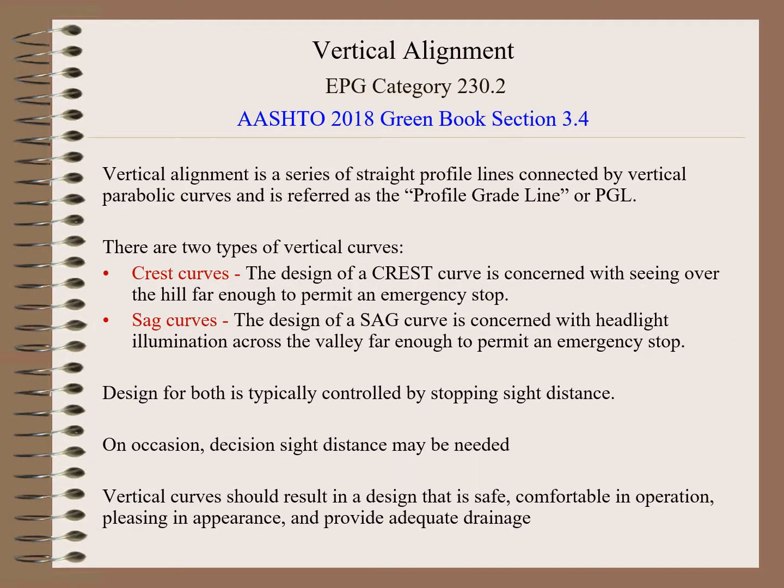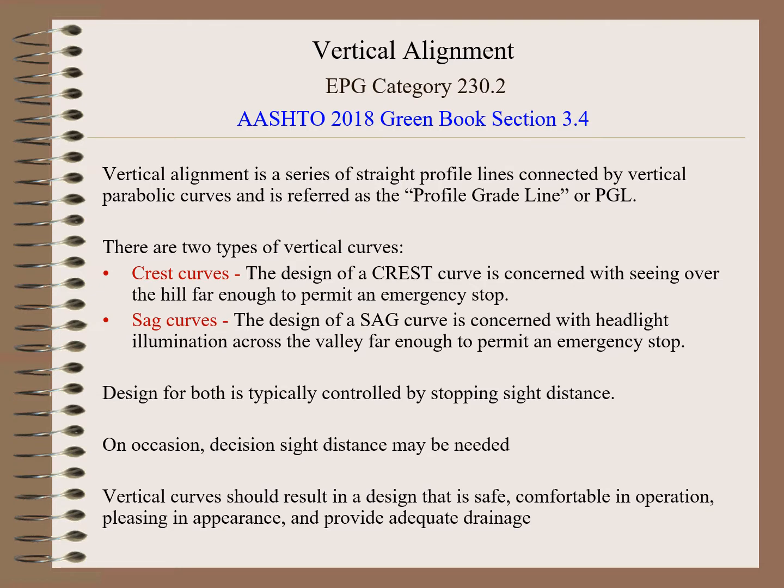Next, we're going to start talking about vertical alignments. Information about this can be located in the EPG category 230.2 and also in the AASHTO 2018 Green Book section 3.4. Vertical alignment is a series of straight profile lines connected by vertical parabolic curves and is referred to as a profile grade line, or PGL.